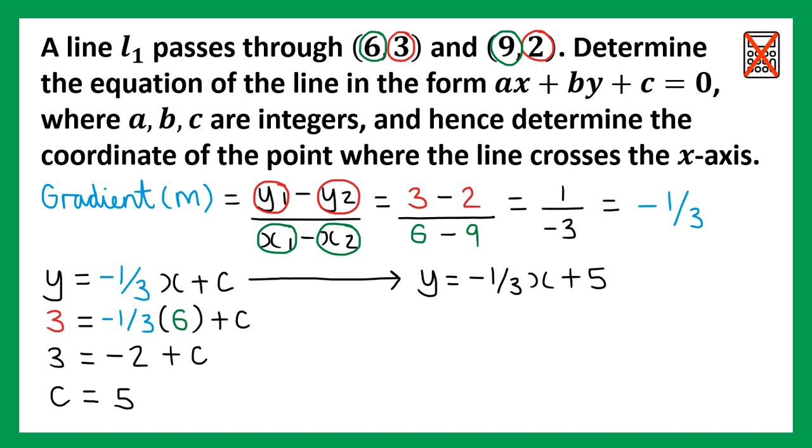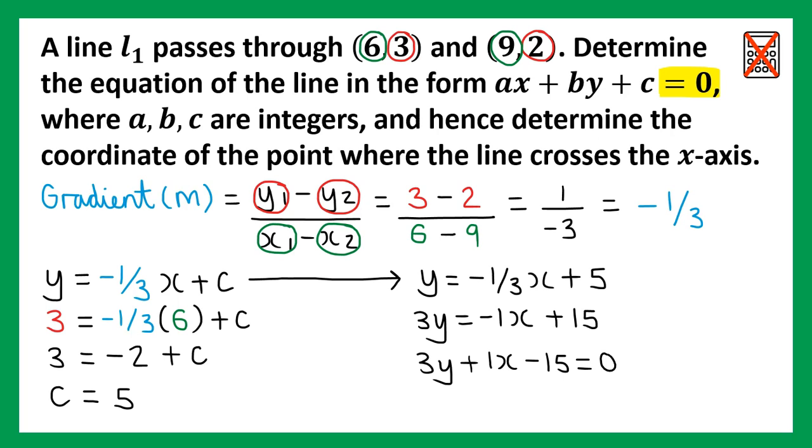The question asks me to write in the form of ax plus by plus c equals 0, where a, b and c are integers. Since I have a negative 1/3 of x, this involves non-integers. I can eliminate the fraction by multiplying through by the denominator of the fraction. So timesing the whole equation through by 3: 3y equals negative 1x plus 15. Since my equation is equal to 0, I can add 1x to both sides and take away 15 to make my equation equal to 0.